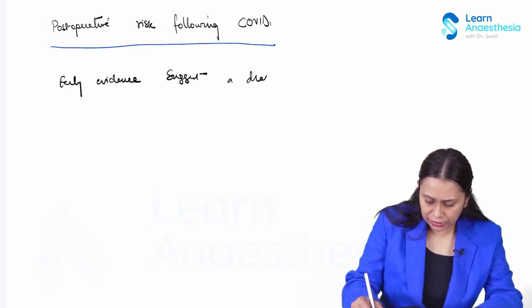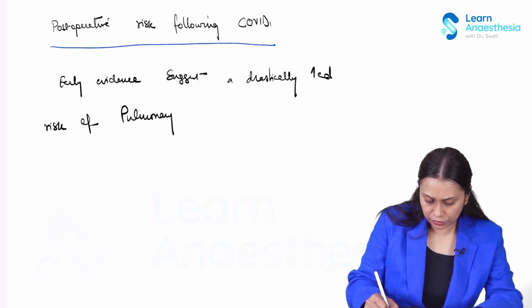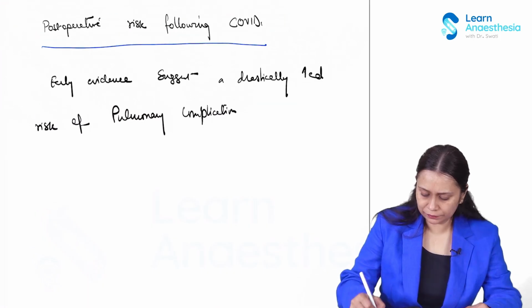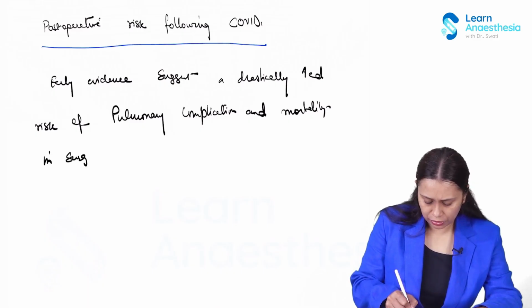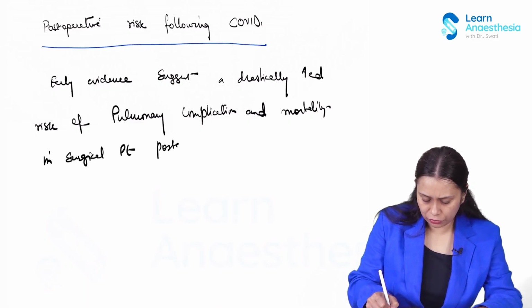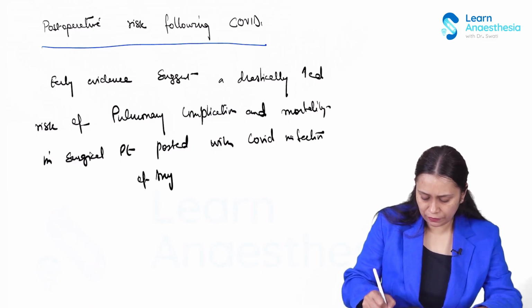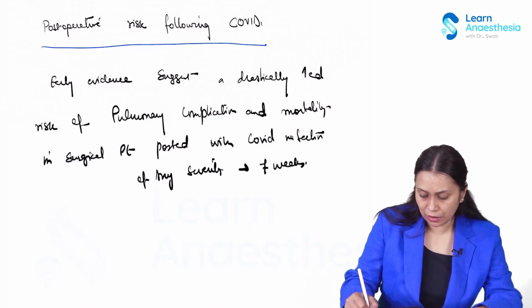Early evidence suggested a drastically increased risk of pulmonary complication and mortality in surgical patients after the coronavirus infection, in patients posted for surgery after COVID infection of any severity, and this high risk was maintained till 7 weeks after infection.